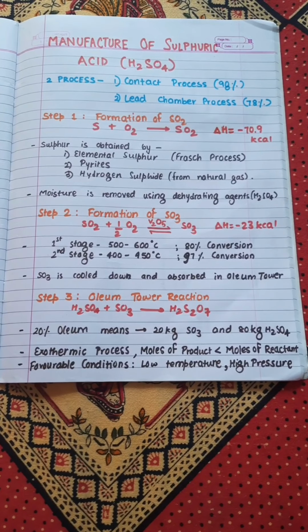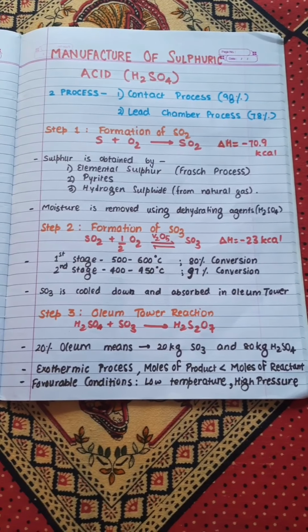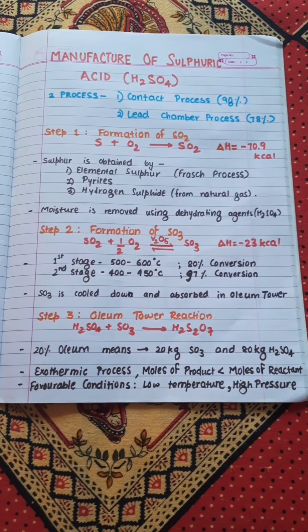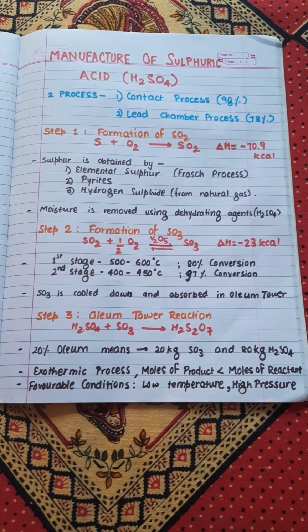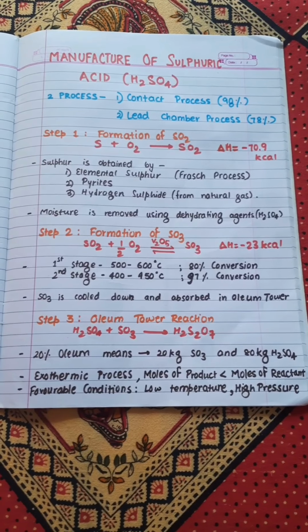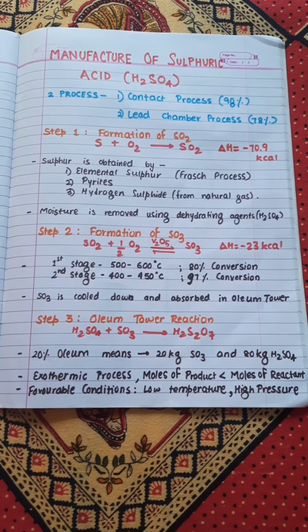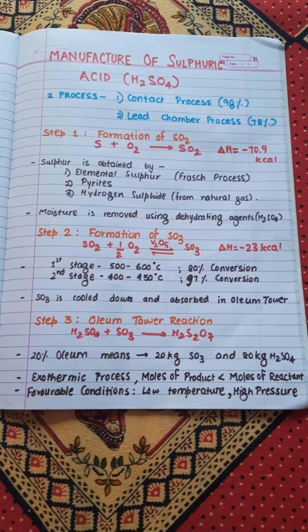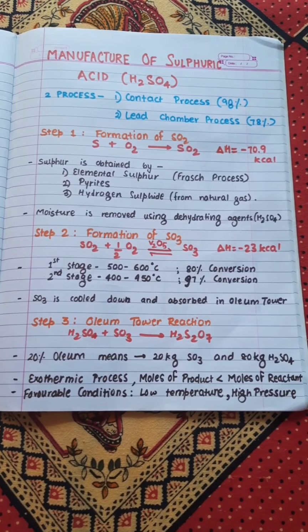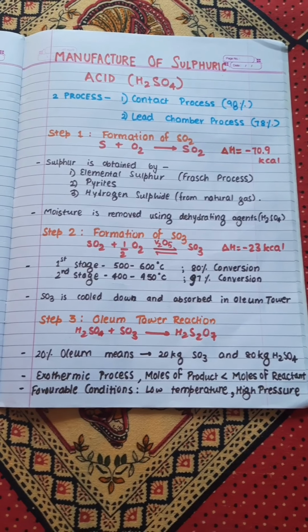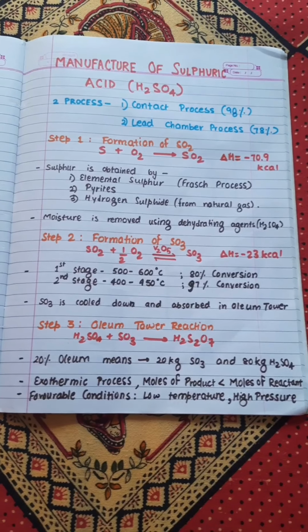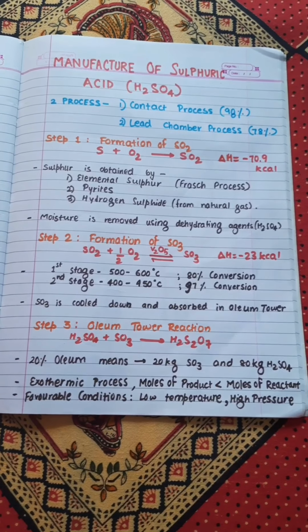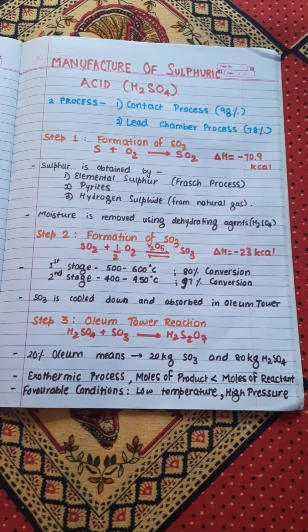This is an exothermic process because the moles on the product side, that is H2S2O7, are fewer than the moles on the reactant side, that is the moles of H2SO4 and the moles of SO3. So by Le Chatelier's principle, the favorable conditions for this oleum tower reaction are low temperature and high pressure.